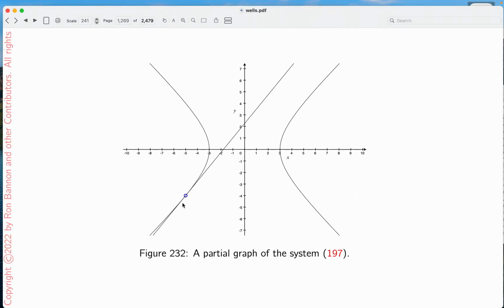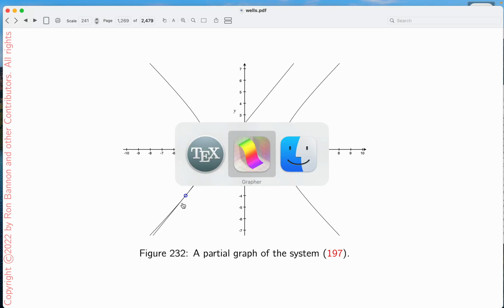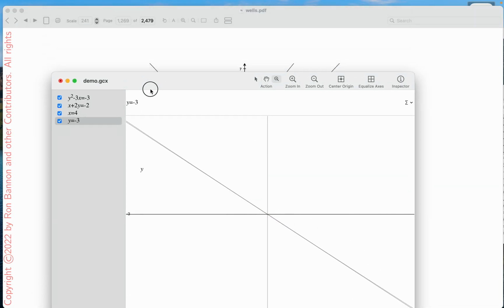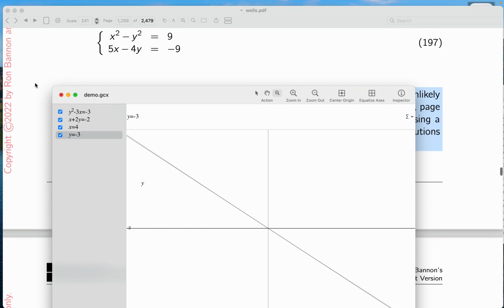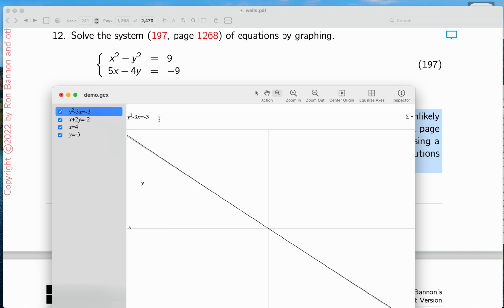So what I want to do is go to graphing software and zoom into that region over there. Now, granted, I still have the old problem up. I'm going to have to pull this back, and let's do it. I'm going to type that in. And what's that going to be? x squared minus y squared equals 9. Again, we're going to do the other one now, and I have to readjust my axes to see the picture, by the way. 5x minus 4y equals -9.